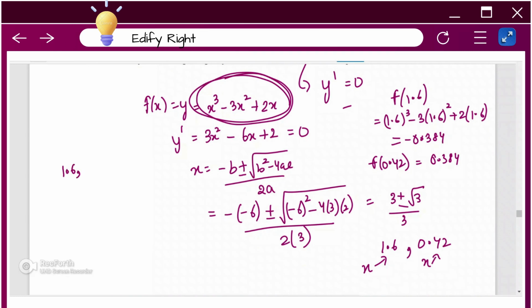When x equal to 1.6, y equal to minus 0.384, that's one value. That's one turning point, and the other turning point is x equal to 0.42 and y equal to 0.384. This is another turning point. So these are the two turning points that we have.